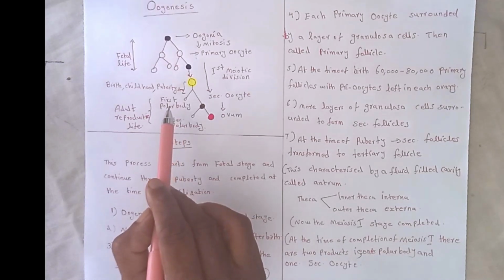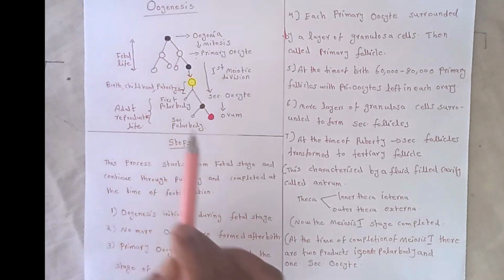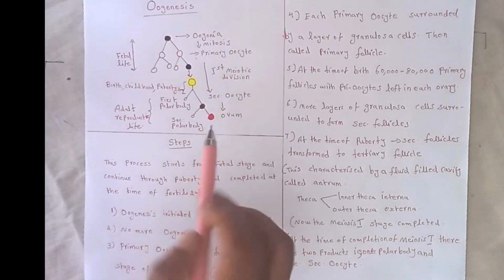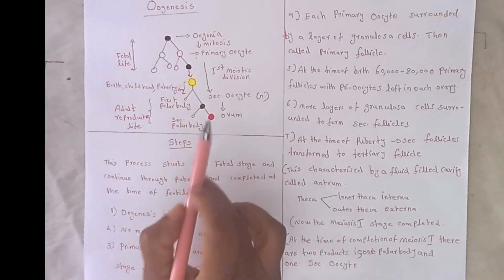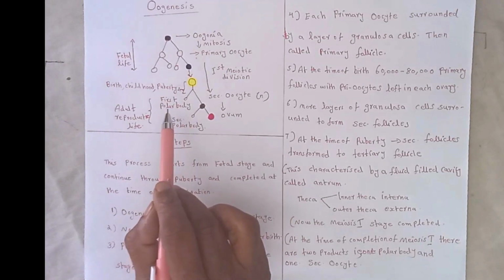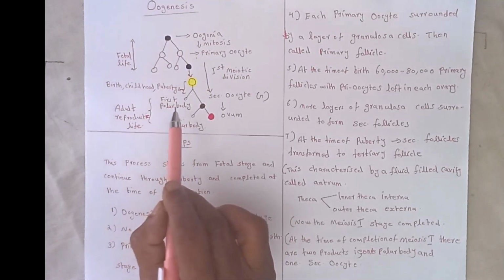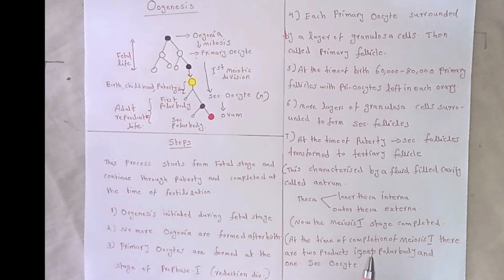This polar body degenerates and the secondary oocyte is haploid. This is the reduction division, completion of meiosis 1. The polar body may or may not divide or perish. There is no importance in case of polar body.